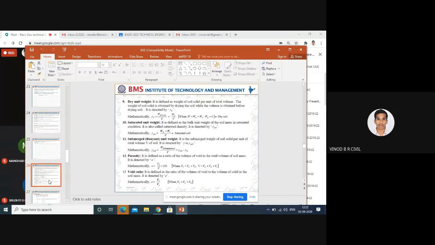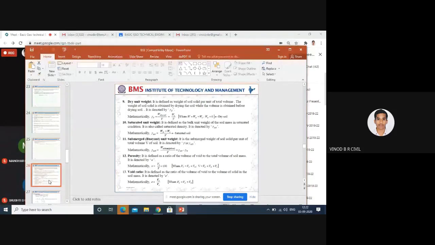Dry unit weight, as I already mentioned, is denoted by gamma D. Gamma D means the soil is completely dry soil. Here it is weight of dry soil divided by total volume. Weight of dry soil means weight of air is 0 and weight of water is 0. You only take the weight of soil divided by volume. And saturated unit weight means a small amount of water you can expect. Here also it is weight of water plus weight of soil divided by volume.